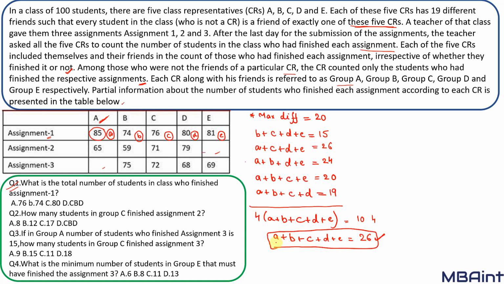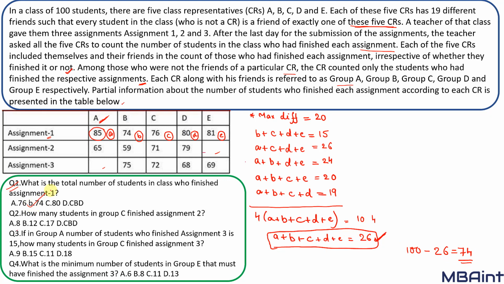because A was the total number of the students who have not completed the assignment in group A. Similarly for B, C, D and E. Now I know the sum of the total number of the students who have not completed the assignment. So the total number of the students who have completed the assignment would be 100 minus 26, that makes it 74. So the answer is B, 74.